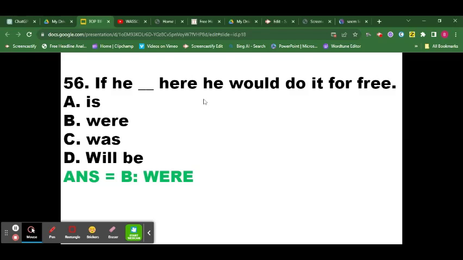If he were here, he would do it for free. So this is the subjunctive mood, okay? This is the standard usage. Some people might say if he was here. Of course, this can be used in informal situations. But when you are talking of formal or standard usage, then the correct option is B. If he were here, he would do it for free.